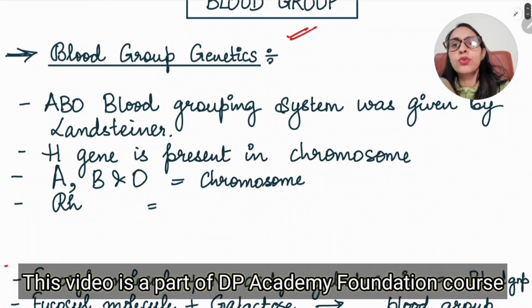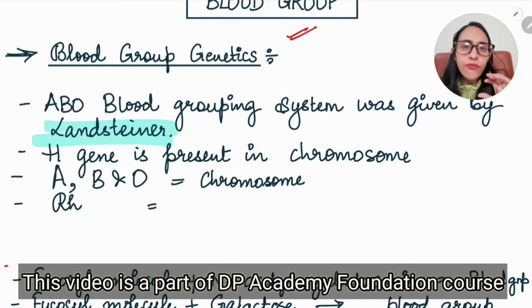Blood group ABO, which we know, either the person is having A blood group, B blood group, AB blood group or O blood group. This system is known as the ABO blood grouping system and it was given by Landsteiner. Then for determination of a blood group, the one person is having A blood group or B blood group.